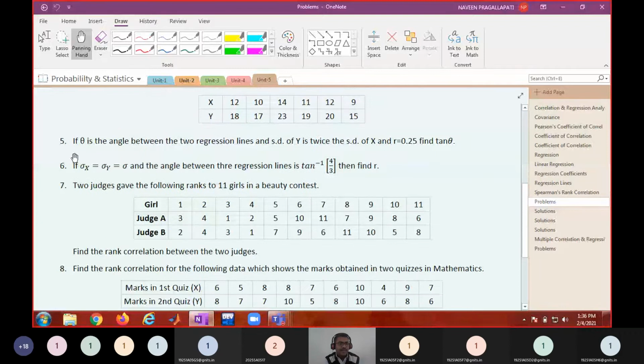So all of you take this problem. If theta is the angle between the two regression lines, and the standard deviation of y is twice that of the standard deviation of x, and r equals 0.25, find tan theta.